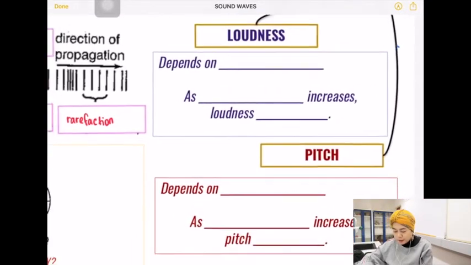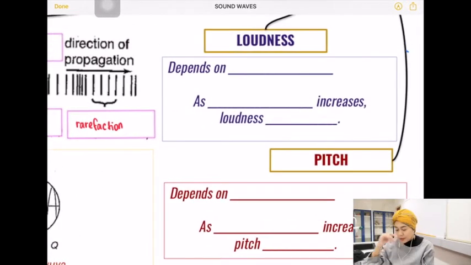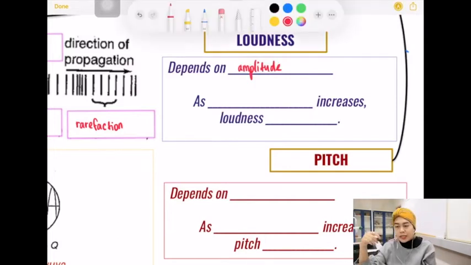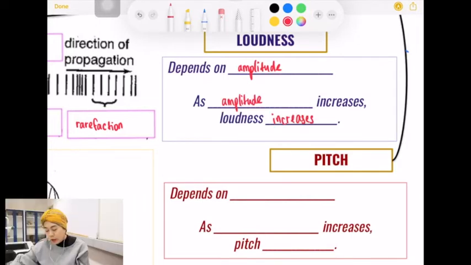We're going to be looking at other things that affect loudness and pitch too. For loudness, it depends on the amplitude. I'm sure you remember what amplitudes are, particularly how they look on the graph itself. It's the displacement from equilibrium, right? And how it affects loudness: as the amplitude increases, loudness will increase too. And for pitch, it depends on frequency. As frequency increases, pitch will also increase. So both of the things that affect loudness and pitch are directly proportional to each other.